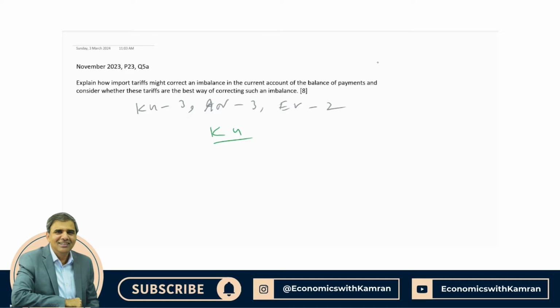Explain how import tariffs might correct an imbalance in the current account of the balance of payments, and consider whether these tariffs are the best way of correcting such an imbalance. For knowledge and understanding marks, we need to look at the terms used in this question and give their explanation. There are 3 terms I can identify: import tariff, current account, and imbalance of current account. So we give definitions or explanations of these 3 terms.